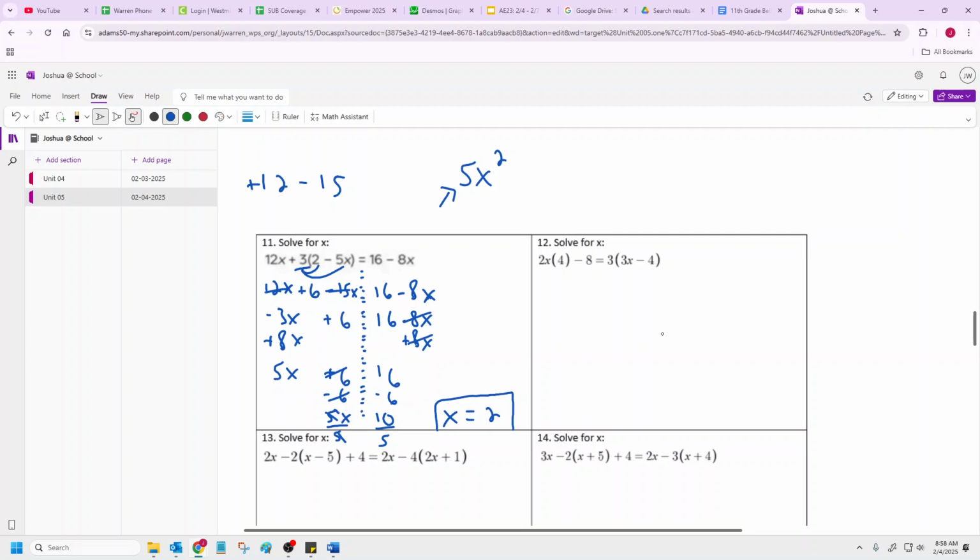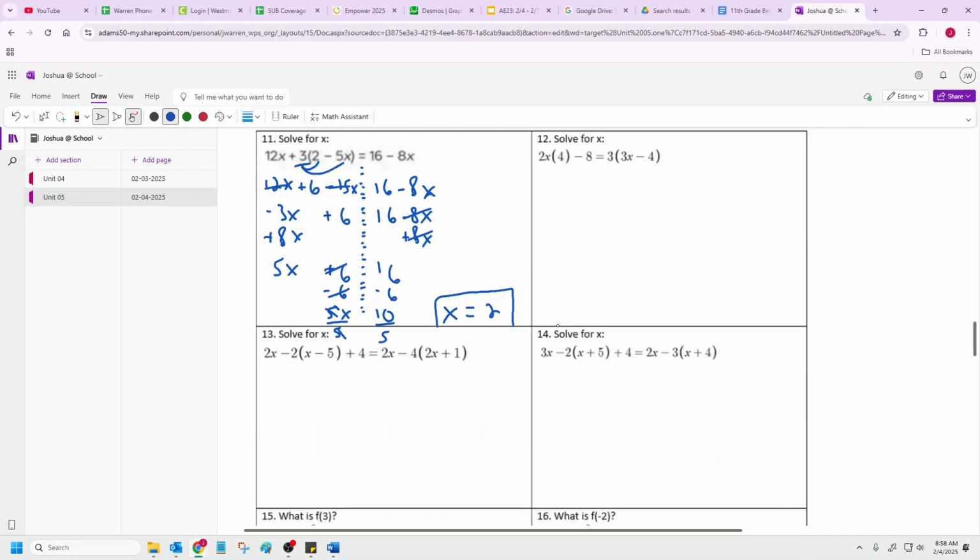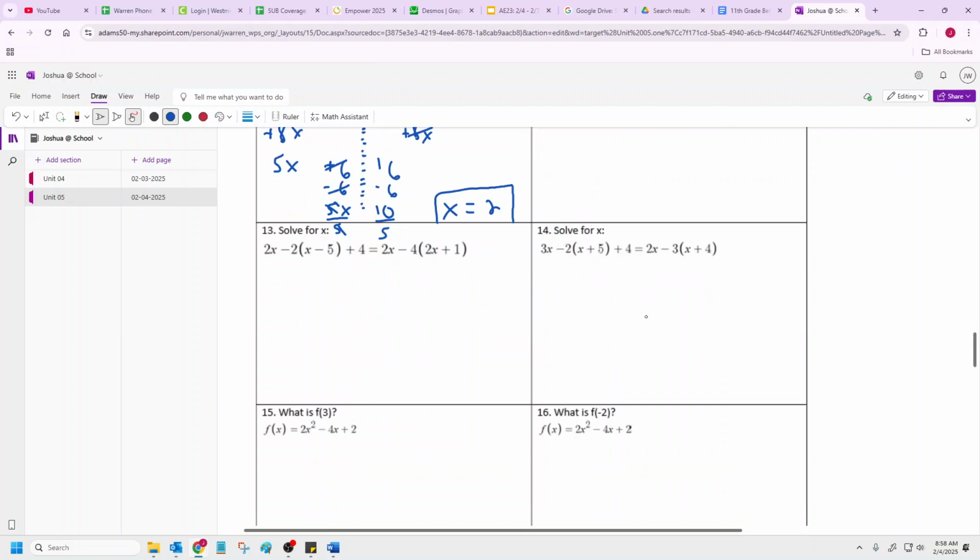You're going to be doing that a lot. You need this skill for Unit 5. We're going to be doing a lot of algebra in Unit 5. So make sure you have that. So that's problem 11. Now we're going to go down.